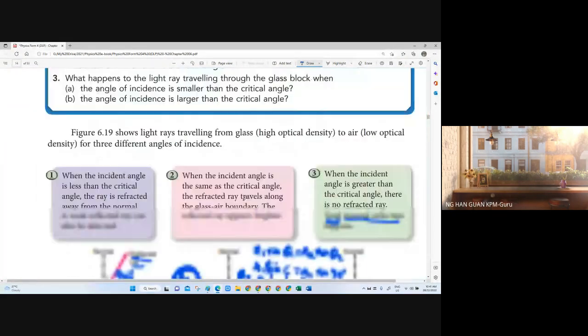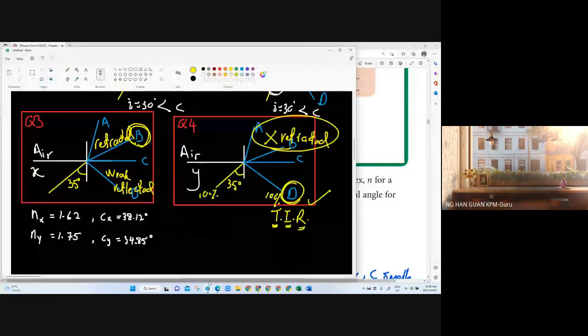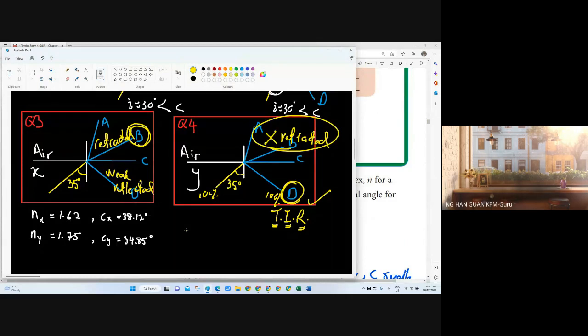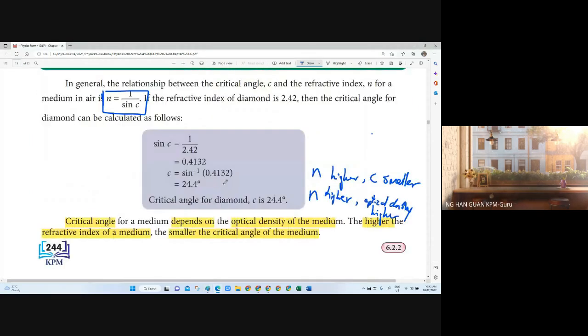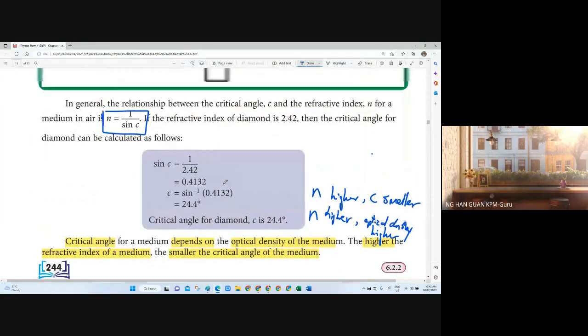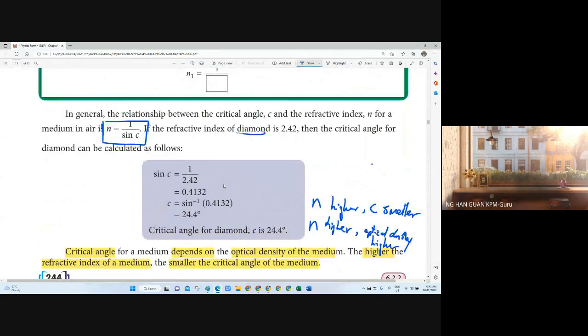Okay, so there's a concept about total internal diffraction. Remember, an optically denser medium with a higher diffractive index will have a small critical angle, which means it's easier for total internal diffraction to occur. So why do we need total internal diffraction? For example, the diffractive index of diamond is 2.42, with a critical angle of the diamond of 24.4 degree.